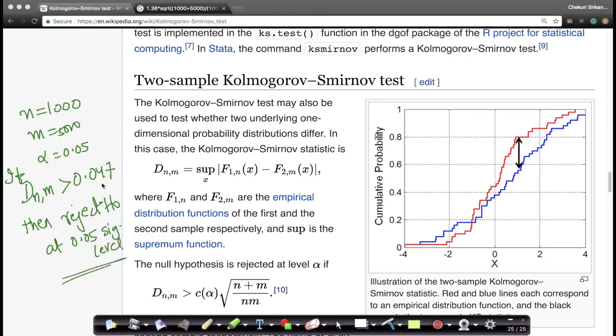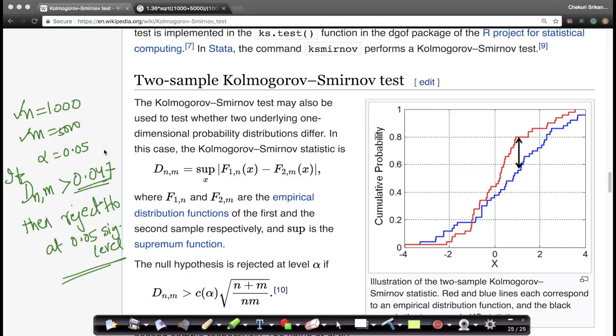So look at how small this number is, because I have large values of n and m. For 1000 and 5000, this is a very small value, because your CDFs could vary between 0 and 1. So even if the maximal gap is as small as 0.047, you will reject your hypothesis.